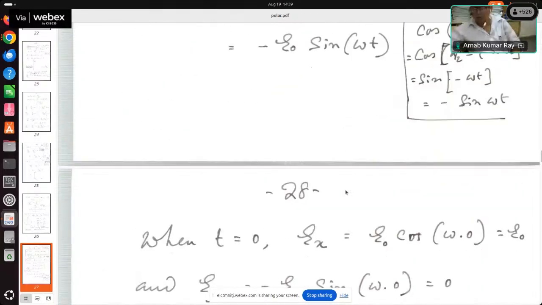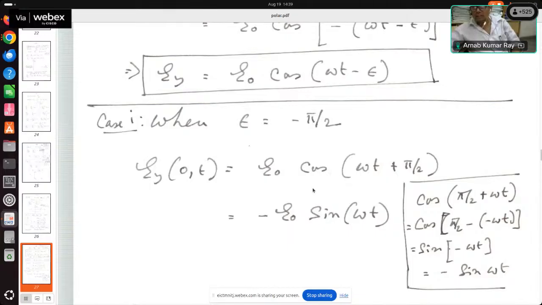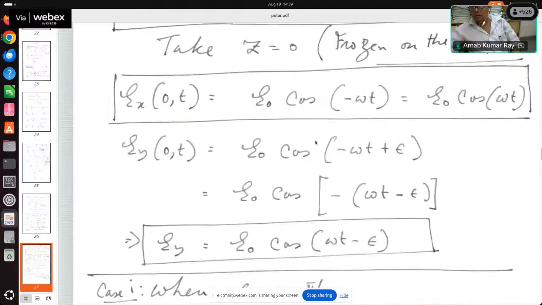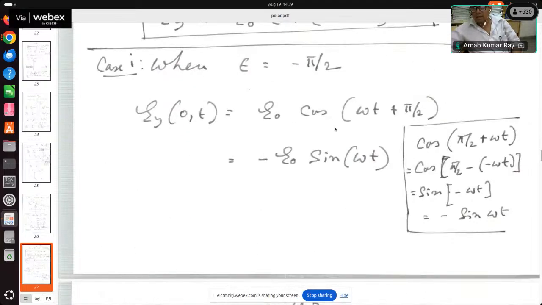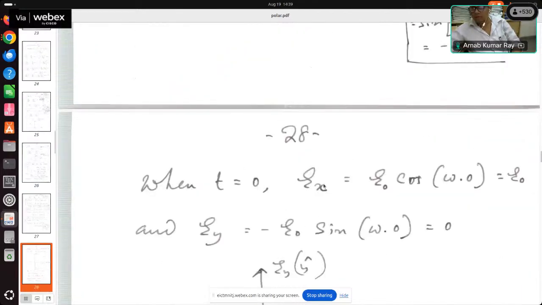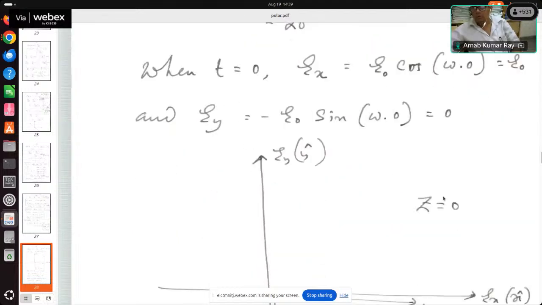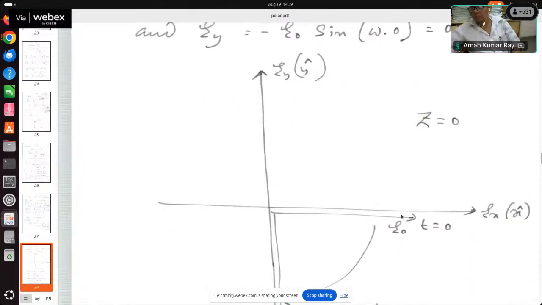Okay. Now, when t is equal to 0, let us see. At t equal to 0, Ex will be E naught into cos of 0, which is E naught, and Ey will be minus E naught sine of 0. So when you have t equal to 0, Ex will be equal to E naught and Ey will be equal to 0. So when t is equal to 0, this is where we shall lie. Ey has no value, and Ex has the value E naught. Now we slowly increase t.